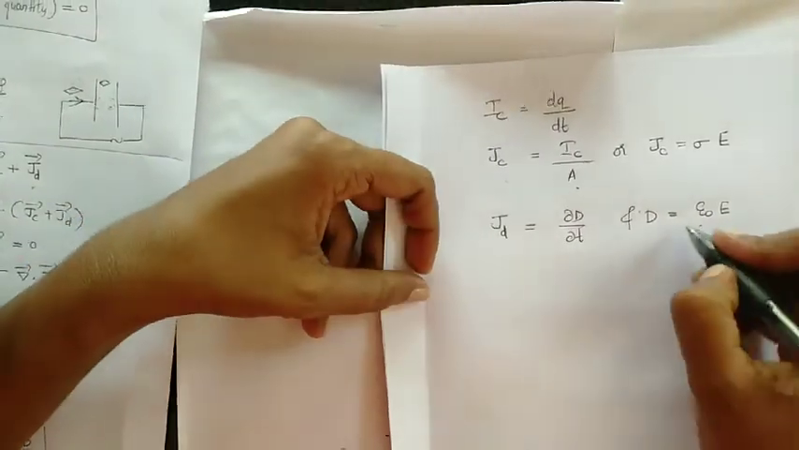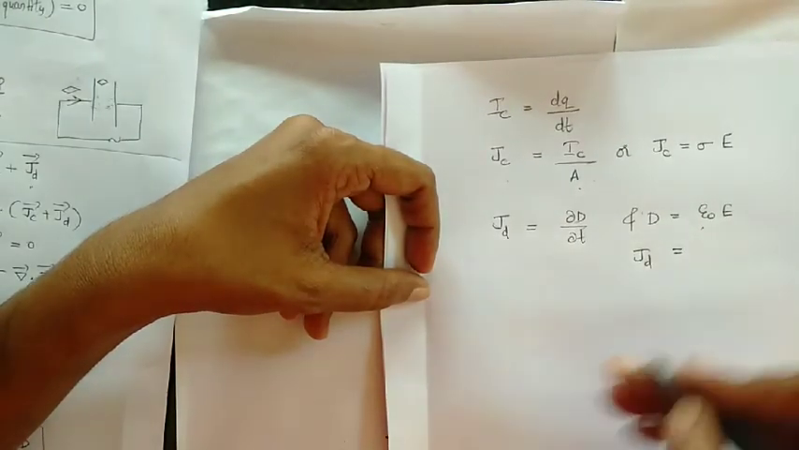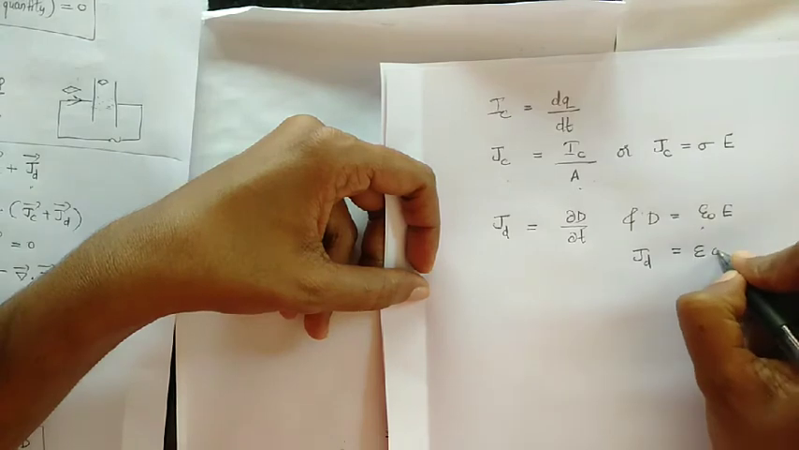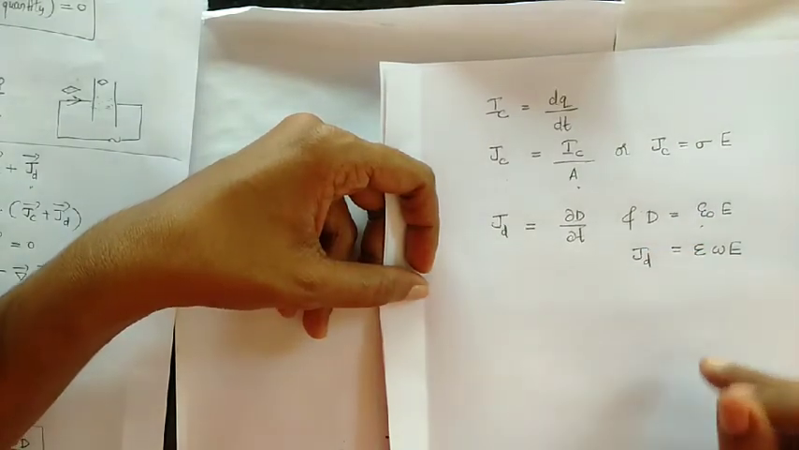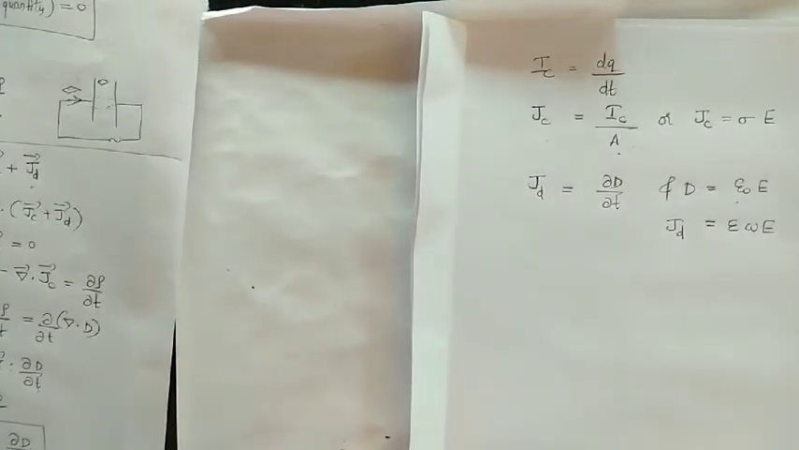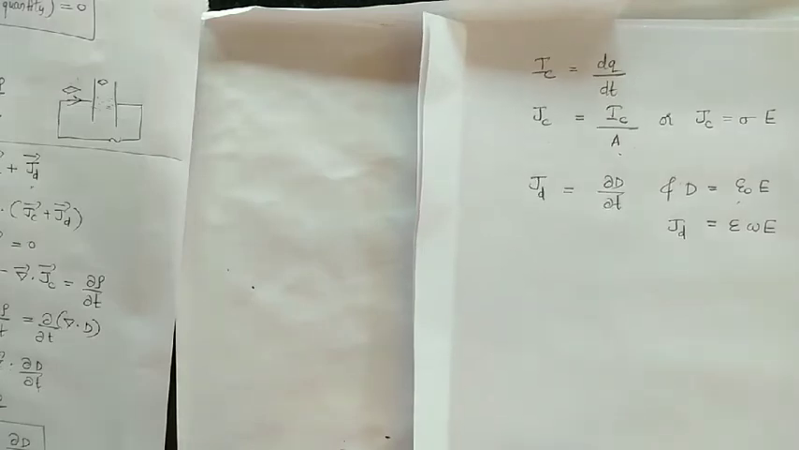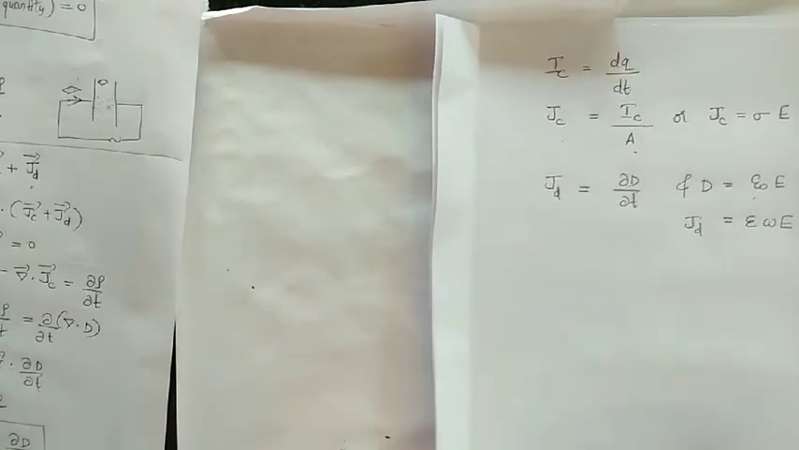Or it can also be written as JD is equal to epsilon into omega, angular frequency, into electric field. These are some of the important relations. Then what are the features of displacement current? It can produce a magnetic field. Actually, dielectrics support displacement current. Displacement current depends on frequency of electric charges. In conducting bodies, displacement current will be less than conduction current.